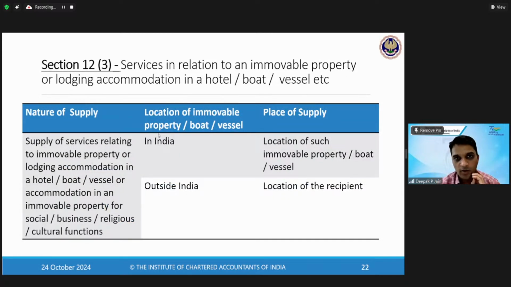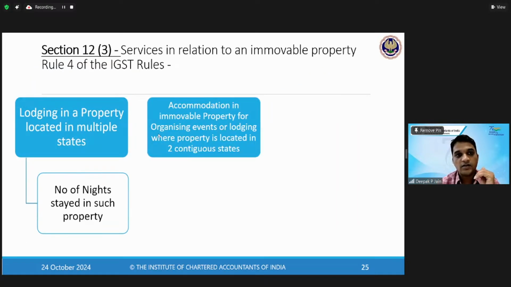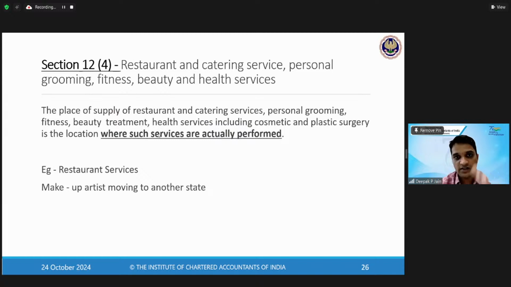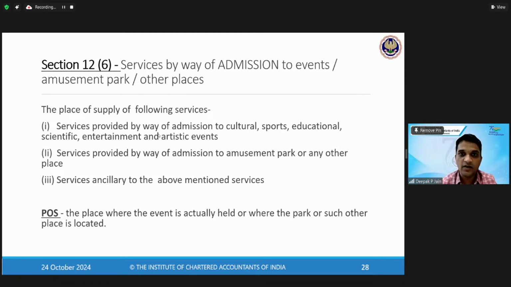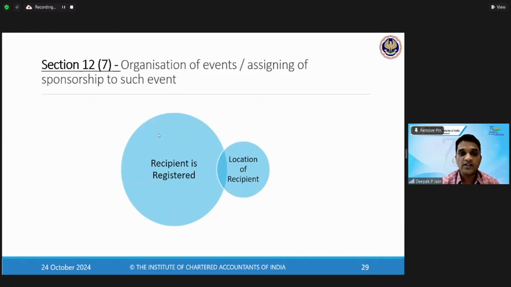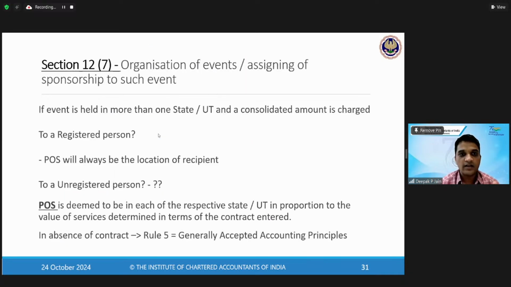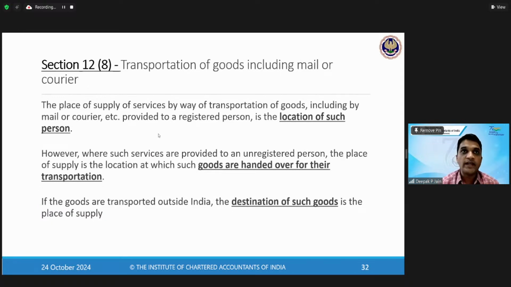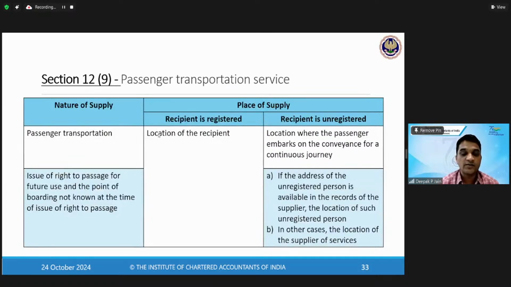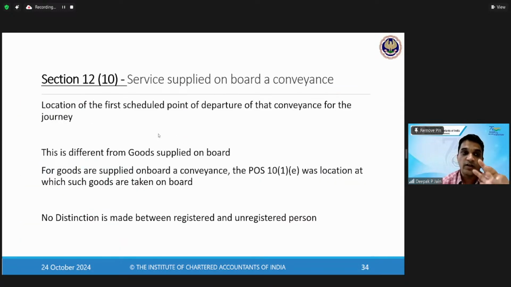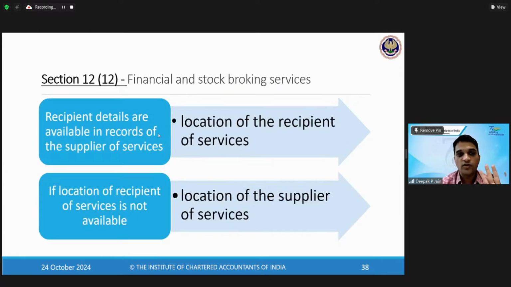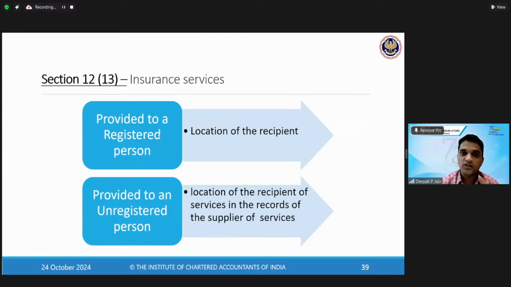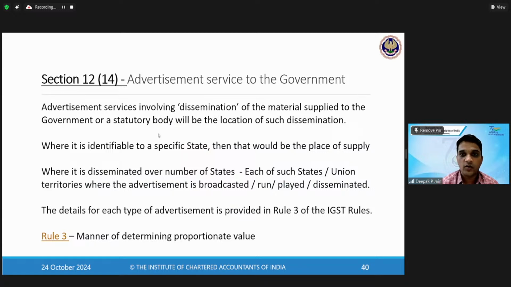12.3 is in relation to immovable property services. If it is 12.4, that is restaurant and catering services. If it is training and performance appraisal services, it will come to 12.5. Then if it is service by way of admission to any event, amusement park or other place, it will come to 12.6. If it is organizing of an event, it will come to 12.7. Then if it is transportation of goods, including mail or courier, it will come to 12.8. If it is passenger transport service, it will come to 12.9. If it is service provided on board a conveyance, it will come to 12.10. If it is telecommunication services, 12.11. If it is financial and stockbroking services, 12.12. And if it is insurance services, 12.13. If it is advertisement services to government, 12.14.